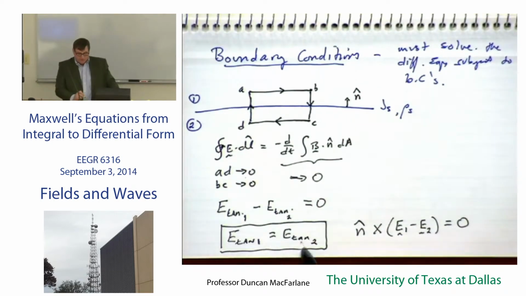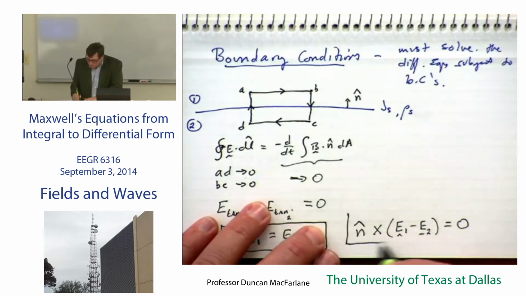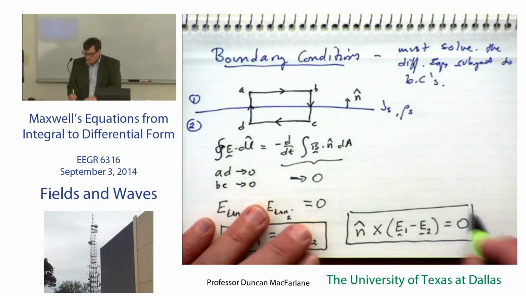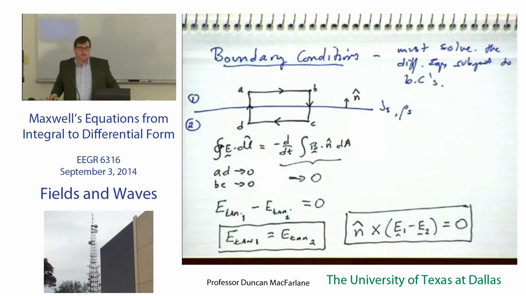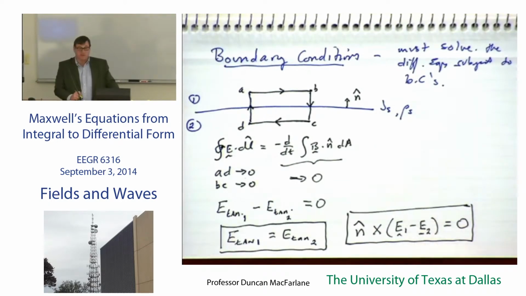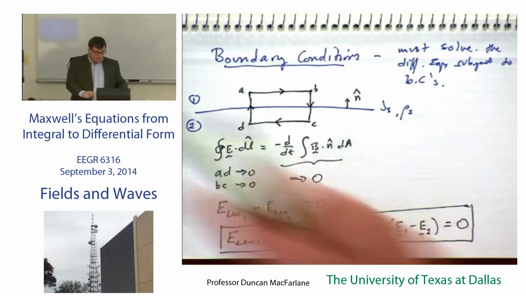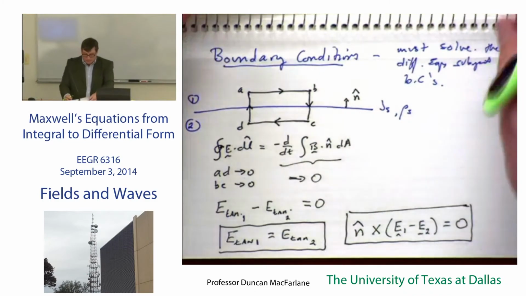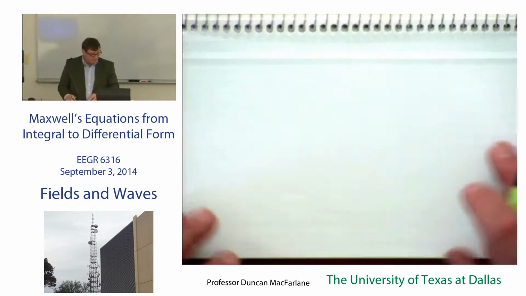So I can write it as E tangential 1 is equal to E tangential 2. That's kind of the secret way of applying it, right? And then this is the formal, mathematically precise way of writing it. But when I look at this, n crossed with E1 gives me the tangential component in 1. n crossed with E2 gives me the tangential component in 2. All it is is that the tangential components are conserved across the boundary. And that's one of the four boundary conditions.